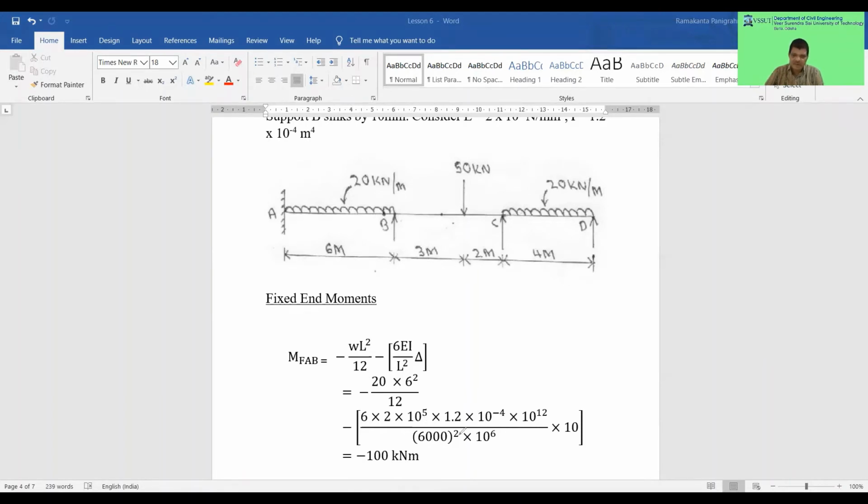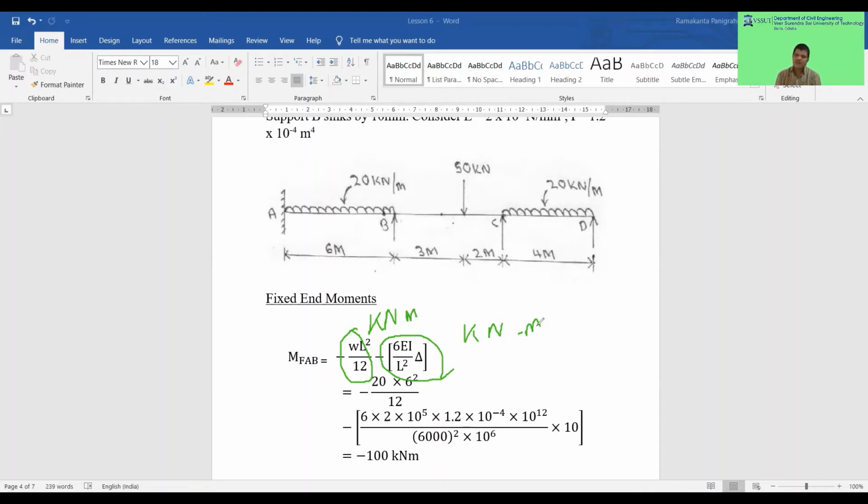What is being done? Now this WL square by 12 is coming in kilonewton meter. This is where students make the mistake. It's coming in kilonewton meter, so this must also be in kilonewton meter. Otherwise, the problem will be wrong, because you cannot add five mangoes plus 6 bananas and get 11 mangoes. That cannot be. It should be mangoes with mangoes. So units must be the same.